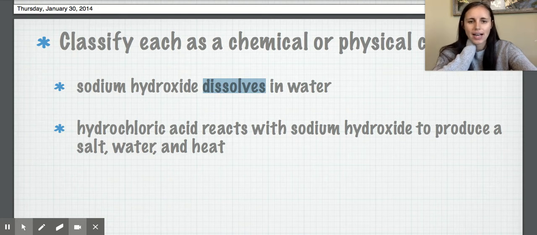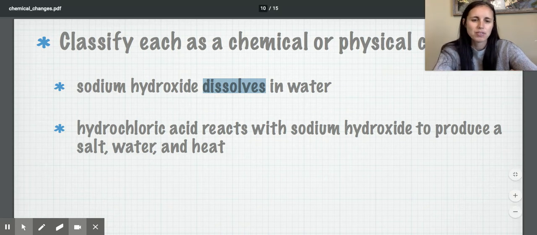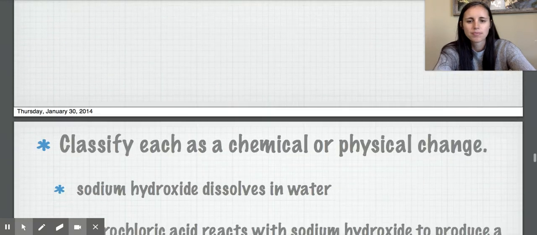Hydrochloric acid reacting with sodium hydroxide to produce salts, water, and heat. So here we have an acid and we have sodium hydroxide, a base, reacting together, and it's producing salt, water, and heat. Is this a chemical change or a physical change?